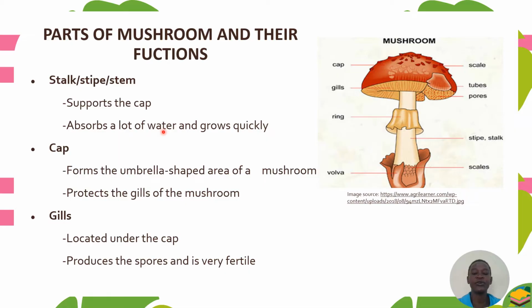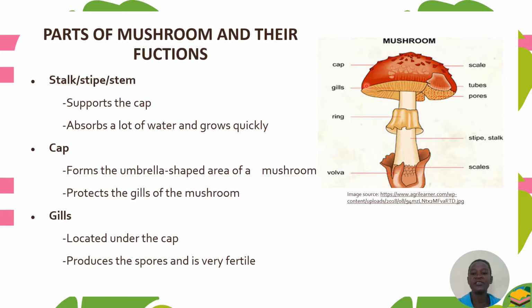The water comes from the mycelium, and it goes to the stalk. So this stalk is sponge-like, so it absorbs a lot of water. And once that is done, it grows very quickly.